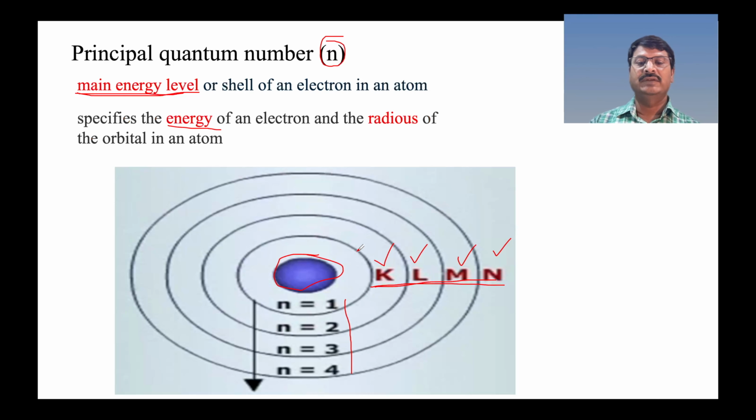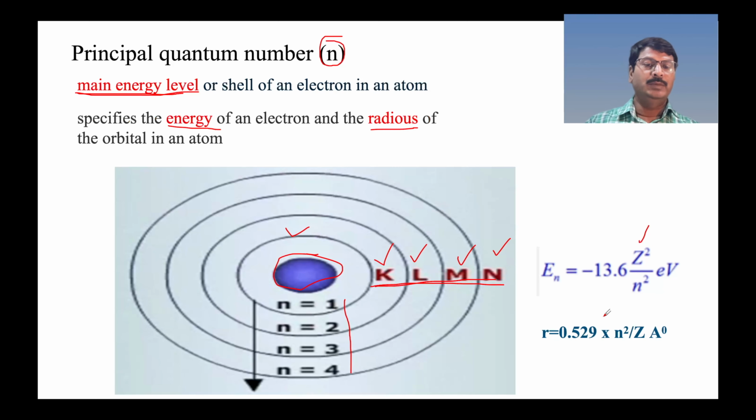When the electron is revolving around the nucleus in a certain orbit, what is the energy of that electron? That will be explained by using the principal quantum number. These formulas are used to find the energy of the electron and the radius of the orbit. To find the energy of the electron, you use the formula E = -13.6 Z² / n², where Z is the atomic number of the atom and n is the principal quantum number. And the radius of the orbit is calculated using the formula r = 0.529 n² / Z. Same here, n is the principal quantum number and Z is the atomic number.